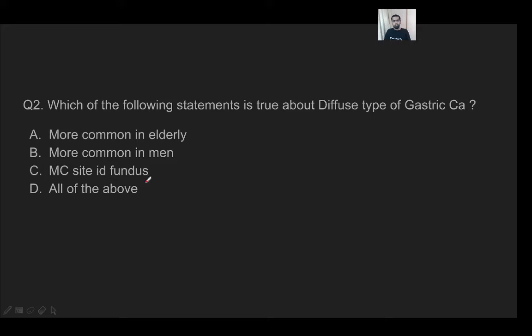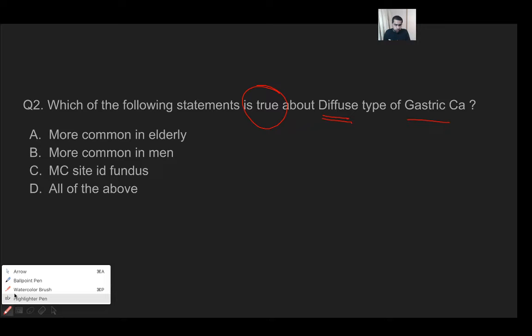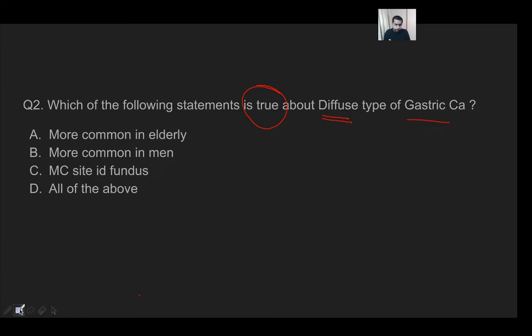The next question we wish to talk about is: which of the following statements about the diffuse type of gastric carcinoma is true? Can you please tell me what the answer to this question is? Anybody? What's the answer, guys?